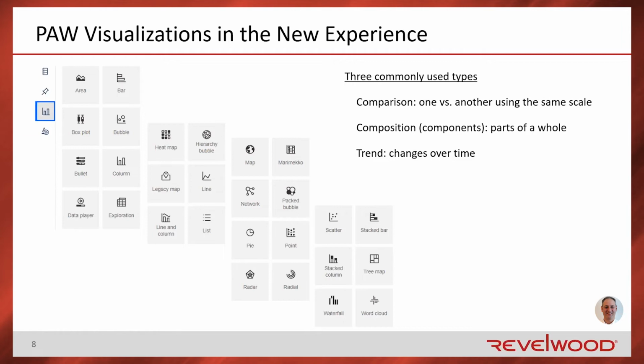Okay. Maybe I want to see something where I want to see the pieces of it. And that's composition. That's where you're going to find your pie charts. That's where I'm going to be able to say 50% of my sales came from one bucket, 30% from another, 20% from a third. Okay. Add those all together, it shows me the parts of a whole.